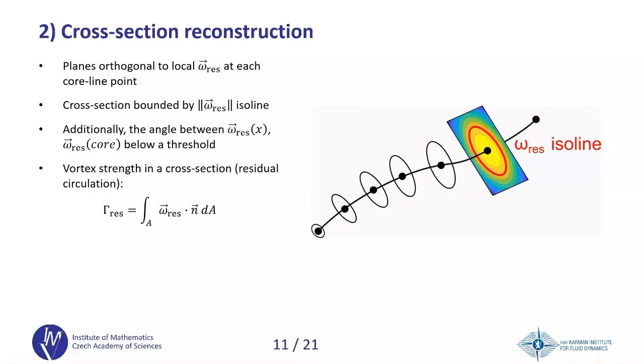And once you have the cross-section, we can also calculate the strength of the vortex for this point. So we define this residual circulation. That means we just integrate residual vorticity magnitude within this cross-section. So for each point on our core line, now we have the cross-section as well as a value that describes its intensity. So that's the second major step of our algorithm.